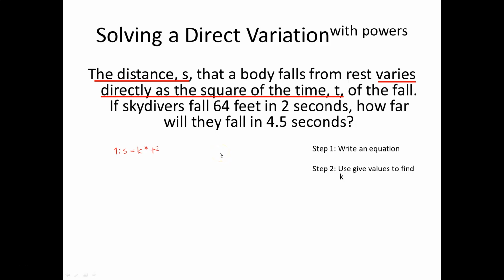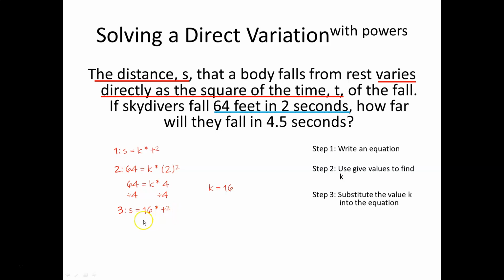Step 2, use the given values to find k. Well, let's look at that second sentence. We got 64 feet in 2 seconds. So 64 feet is the distance s, and 2 is the time. So we plug those in, and then we use the order of operations to solve this. So 2 squared is 4, and then we want the k by itself, so we have to divide by 4, and we get k equals 16. Step 3, we're just going to rewrite this first equation now that we've found out what k is, because it's a constant. So we get s equals 16 times t squared.